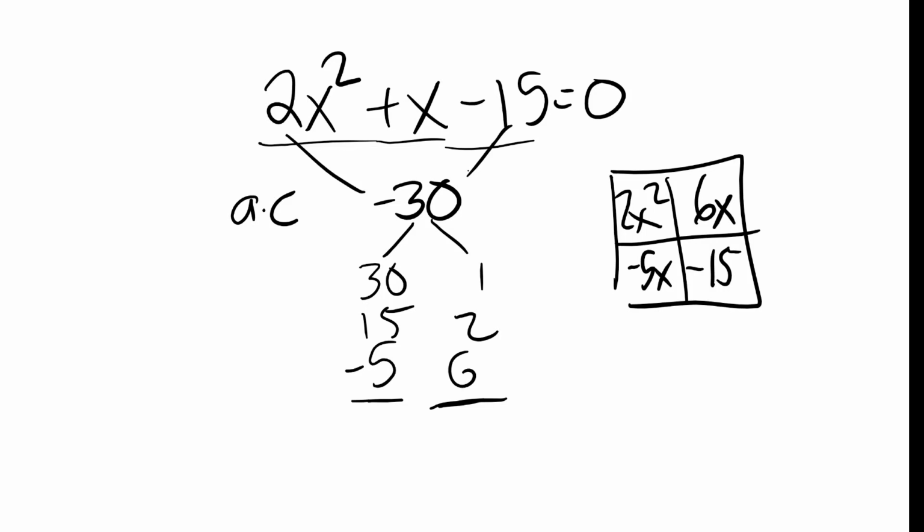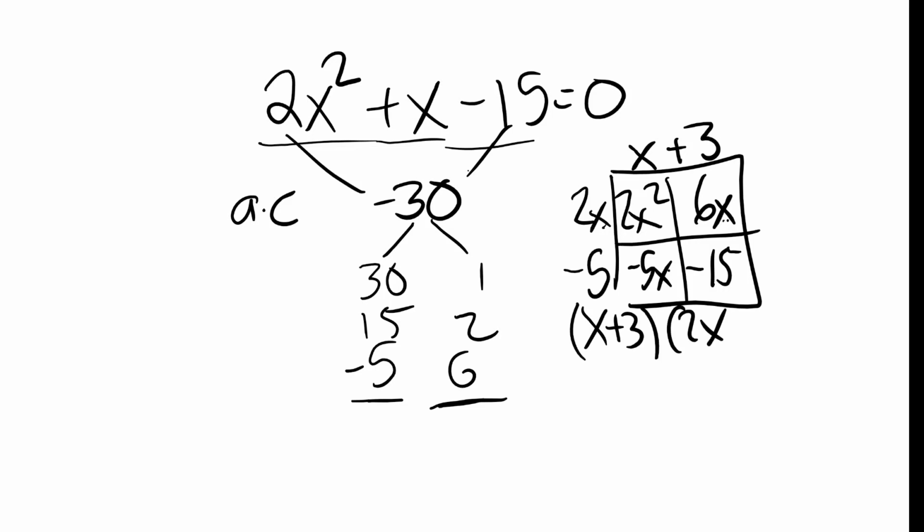What goes into both 2x squared and 6x? That's 2x. And 2x times x gives me 2x squared. 2x times what is 6x? It's a positive 3. x times what is negative 5x? It's a negative 5. And we have it factored.